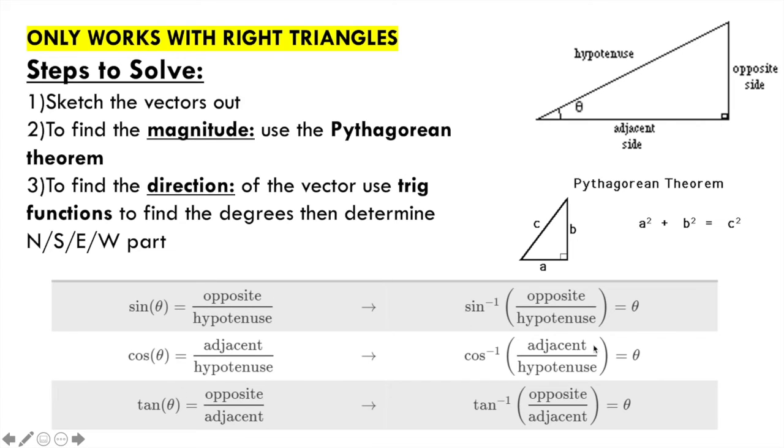We're going to be using these. Hopefully you've learned them. If not, here we go. Real quick, if you know them, just scoot forward a couple minutes in the video. But you've got sine is opposite over hypotenuse.